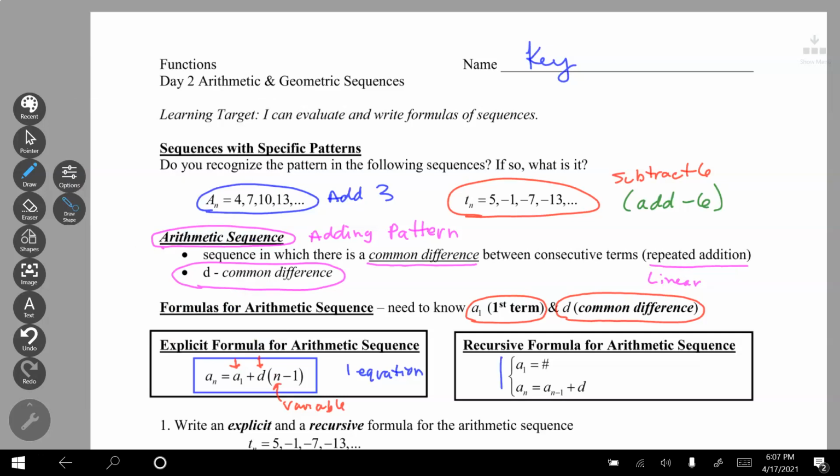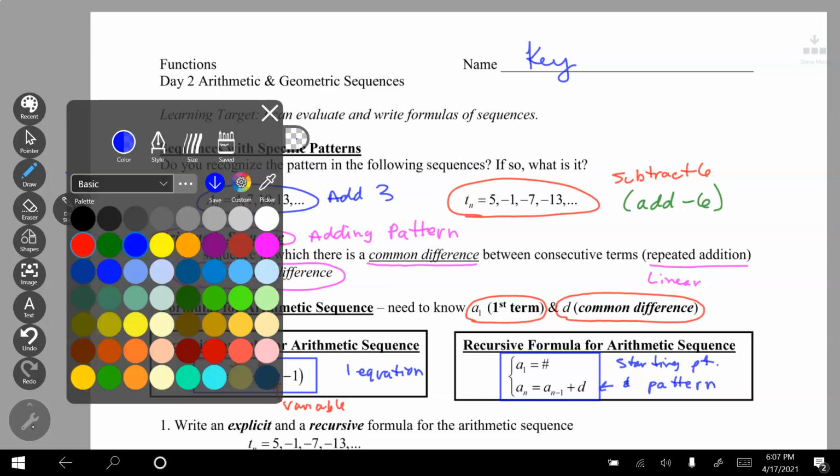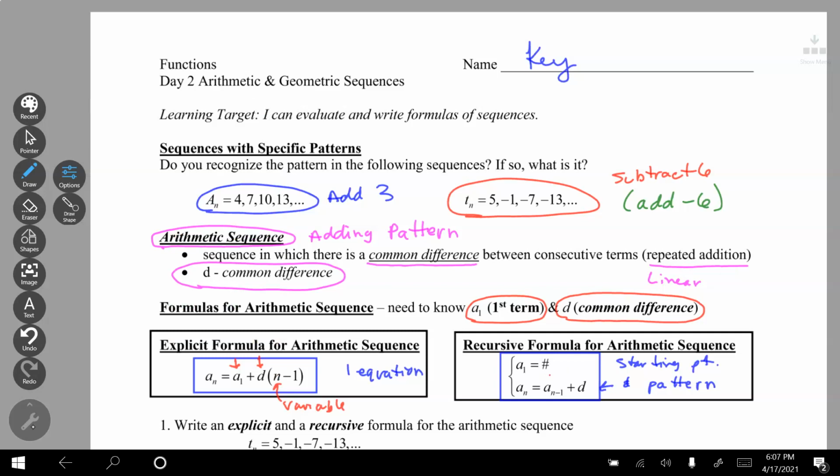And over here, I have my recursive, which is again more than one equation. In this case, it's going to be 2 equations. I need a starting point, and I need a pattern. And that's what the second equation does. It is a pattern. And the things that are given, things I need to know, are again the first term and the difference. But this whole thing right here, a sub n minus 1, that is the variable.